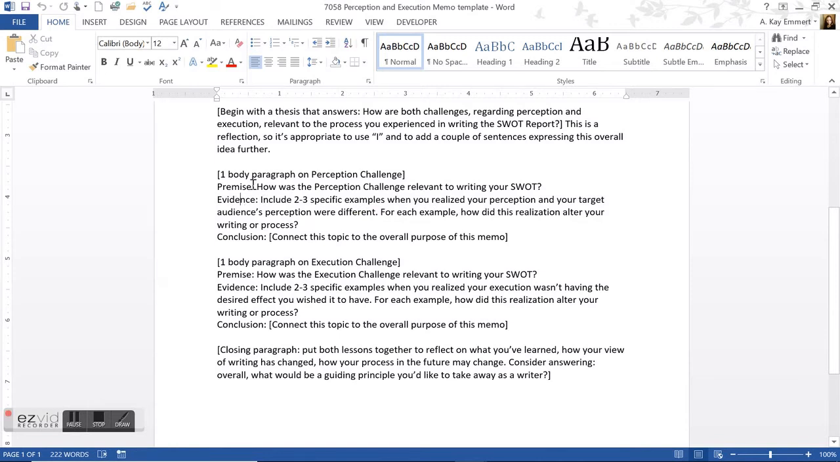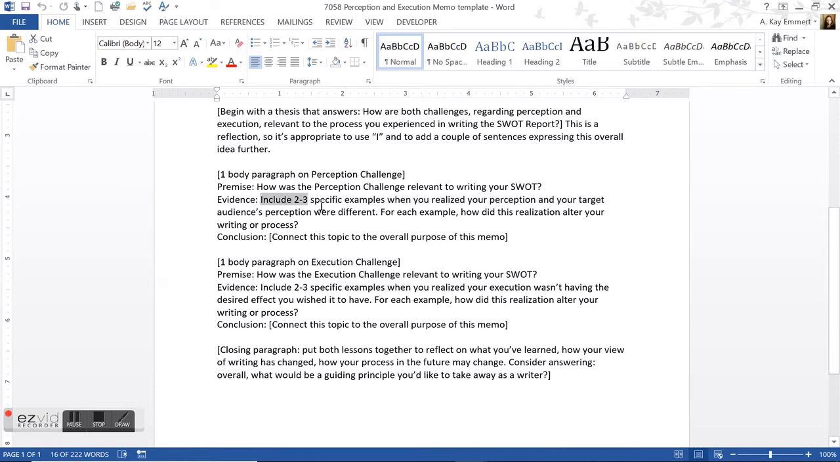So what you will need to do to prove your premise is cite 2 to 3 specific examples of when you realized your perception and your target audience's perception was different. And so obviously peer review and revision are obvious places for this, but you may have had these realizations during brainstorming or drafting. It could be at any point.